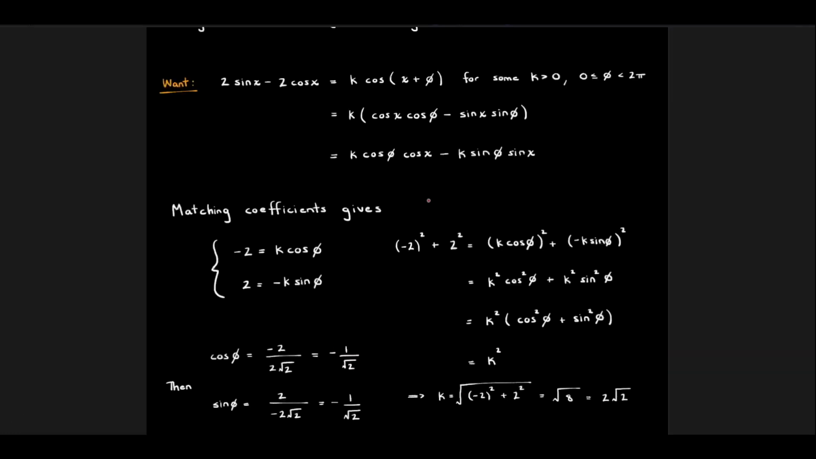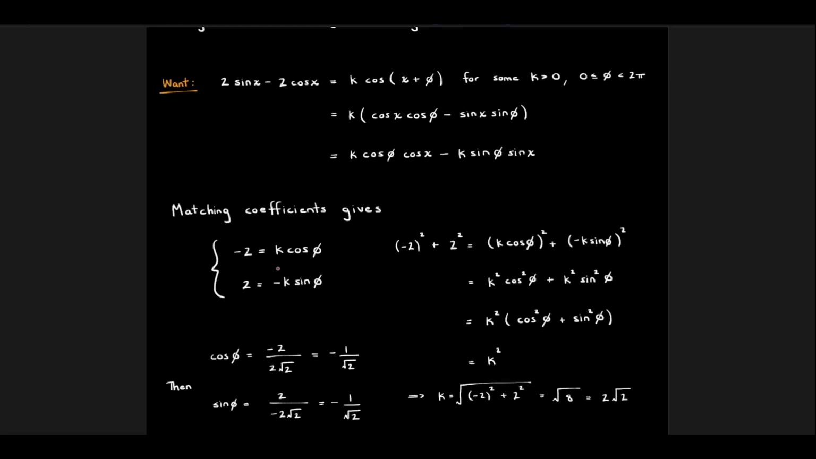Now we're going to match coefficients just like we did before. If you take a look here, we have a cosine x term, we have a cosine x term. So what that means is that this thing should be the -2. That gives me our first equation. Similarly, we have sine x, and we have in front of sine x this -k sine phi term. So that should match with the 2 here. That gives me my second equation. So I have 2 equations, 2 unknowns. I should be able to hopefully solve for k and phi.